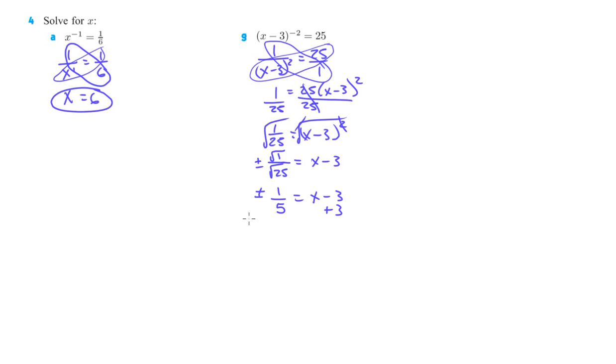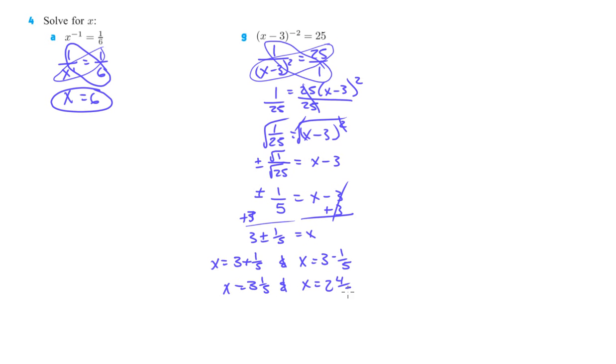And then last step, for the most part, to get x by itself is to add 3 to both sides. So we get 3 plus or minus a fifth equals x. So we can actually simplify this a little farther: x equals 3 plus 1/5, which is 3 1/5. And x also equals 3 minus 1/5, so that's 2 4/5.